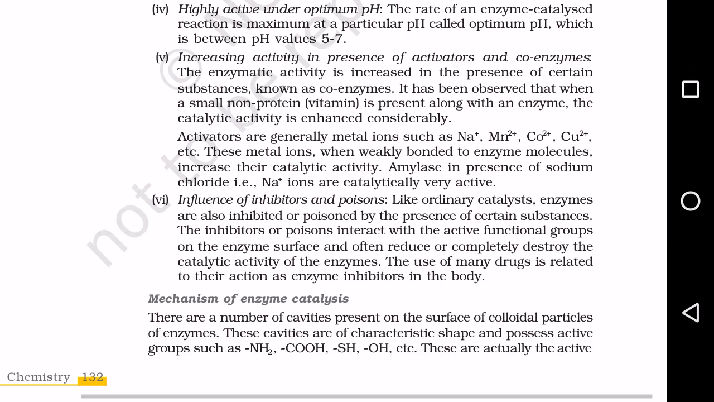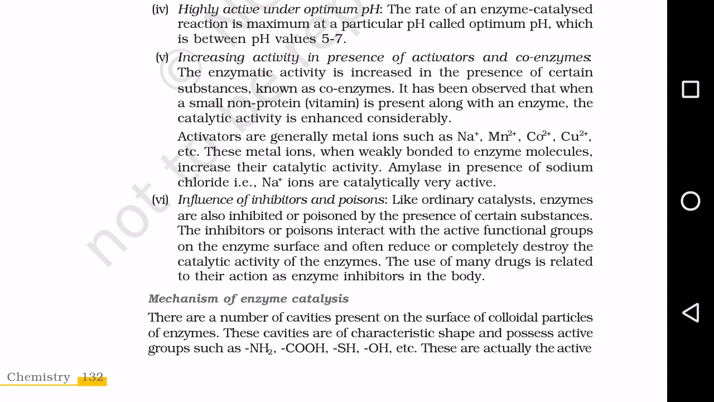Fifth, increasing activity in the presence of activators and coenzymes. The enzyme activity is increased in the presence of certain substances which are known as coenzymes. It has been observed that when a small non-protein vitamin is present with an enzyme, the catalytic activity is enhanced considerably. Activators are generally metal ions such as Na+, Mn2+, Co2+, Cu2+, etc. These metal ions, when weakly bonded to enzyme molecules, increase their catalytic activity. Amylase in the presence of sodium chloride, that is Na+ ions, is catalytically very active.